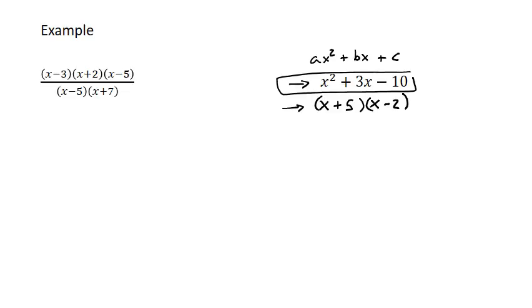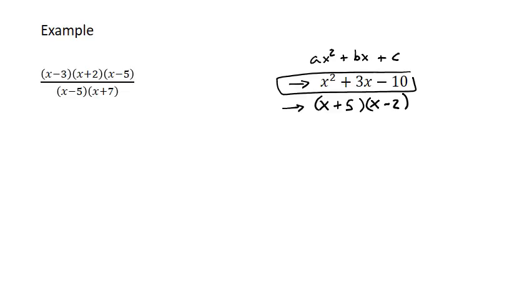Taking a look at this example, we have 3 factors on the top, 2 factors on the bottom. Now notice I'm not calling them terms. I'm saying we have 3 factors in the top. Terms are added and subtracted together. Factors are multiplied together. So what you can see is that we have x minus 3 times x plus 2 times x minus 5. Factors are multiplied together. Same in the bottom, x minus 5 times x plus 7.